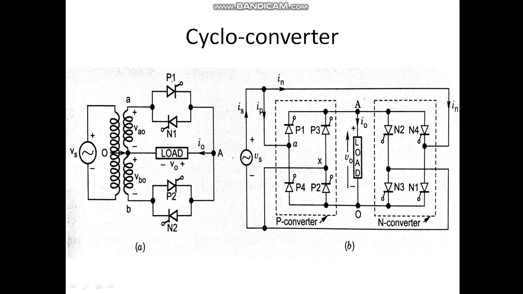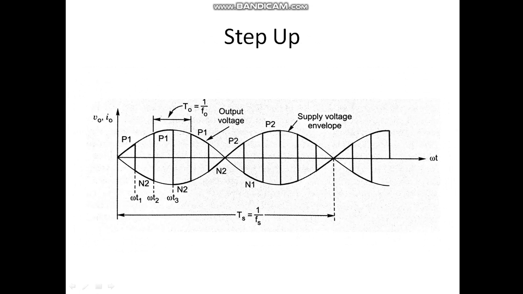Now N2 is conducting. So what will happen? This will be positive and current will be reversed, voltage will be reversed, and through N2 it will complete the path. Are you getting it? It is like this. So what happens? Voltage polarity is reversed, and current polarity also. Voltage polarity is reversed till omega T2.